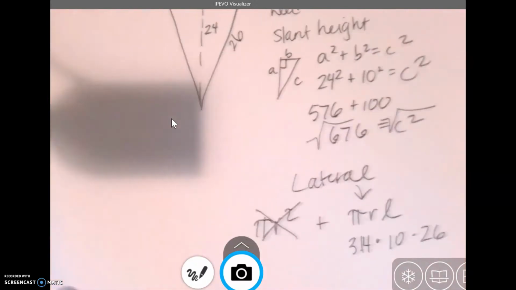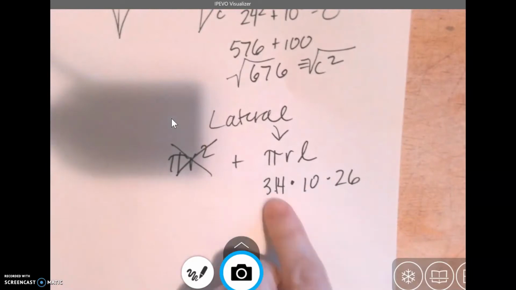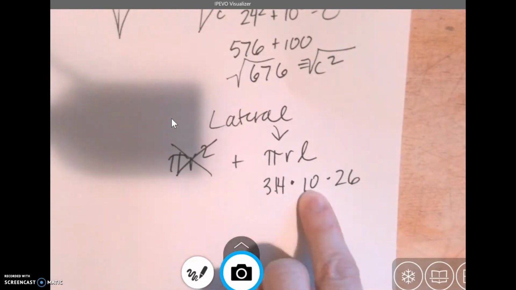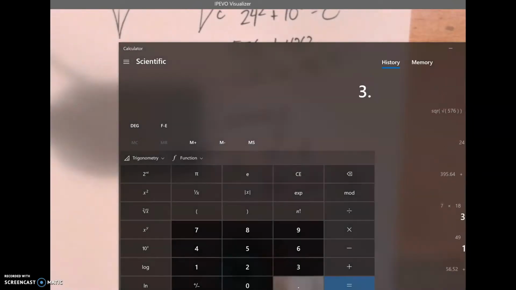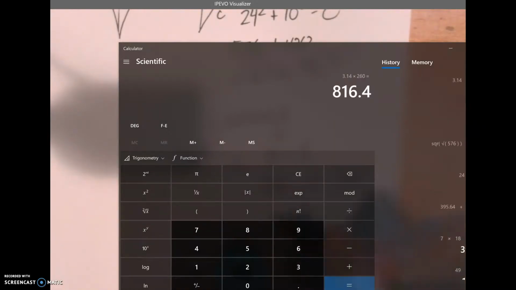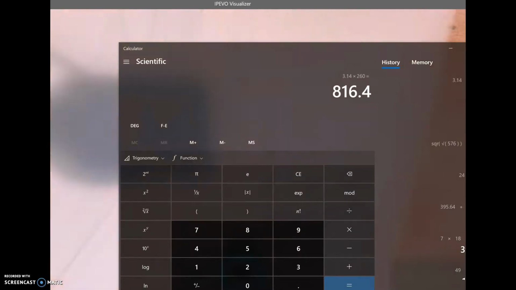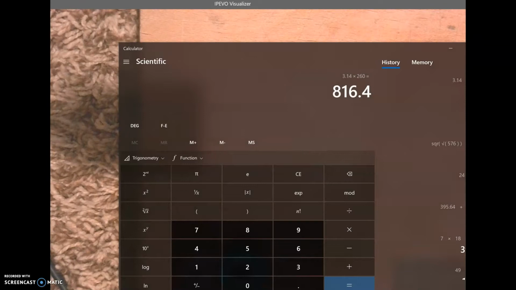Okay, so that would be, last step would be to multiply those together. So we have 816.4 millimeters squared. Okay, that's just the lateral. Okay, so that's the lesson.